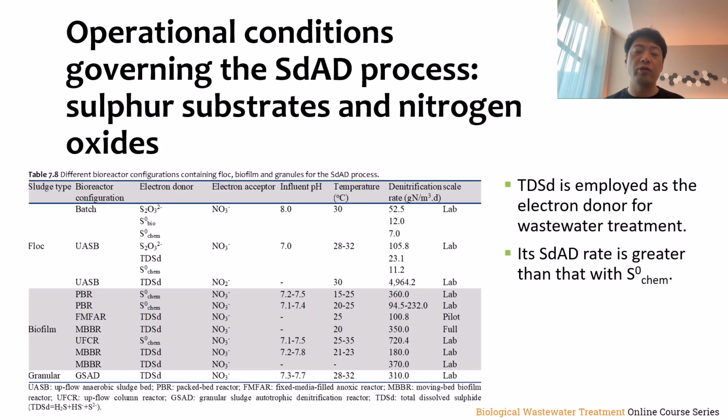Sulfide, of course, also has been employed as an electron donor, but we have to pay attention. The sulfide is toxic to SOB when its concentration exceeds 200 mg sulfur per liter. It will affect the NAR activity, and some method to control this toxicity is important.